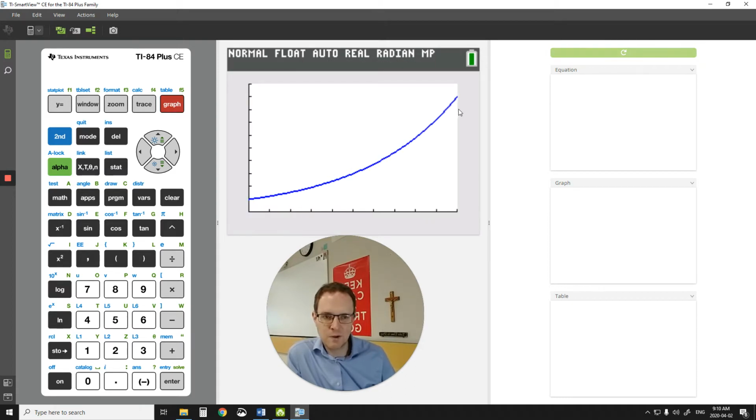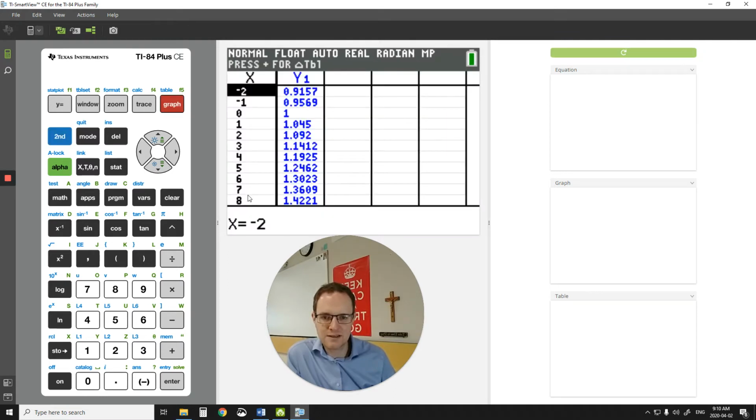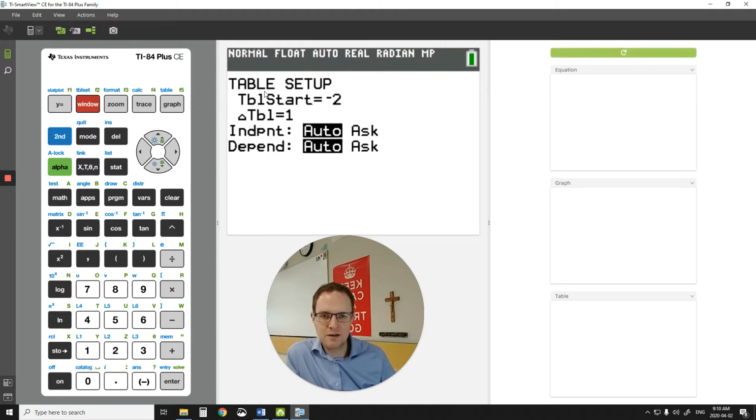Now I want some of these points so I can plot them and graph it out. So I can go to my table. If I go to my table, I'm going to get 1, 2, 3, 4, 5, 6, 7, 8, 9, 10. But what I can do here is set my table. I can go second window, and rather than going up by 1s, this delta table here, I could change that to 10, or I could change it to 5s, so I can get some better points.